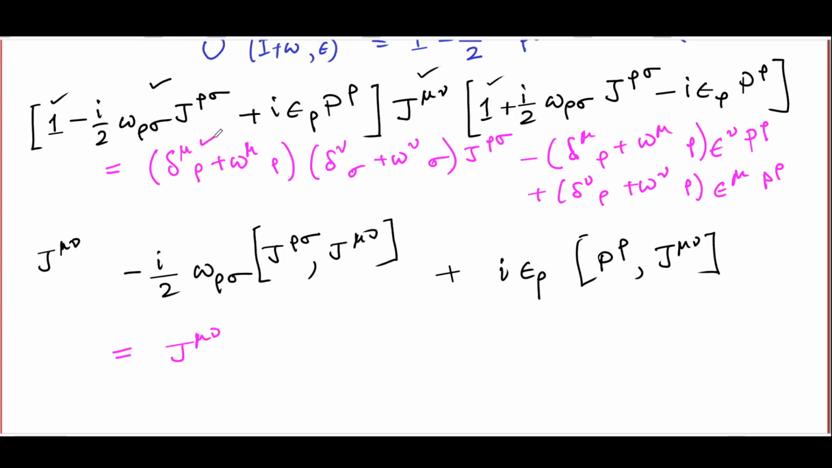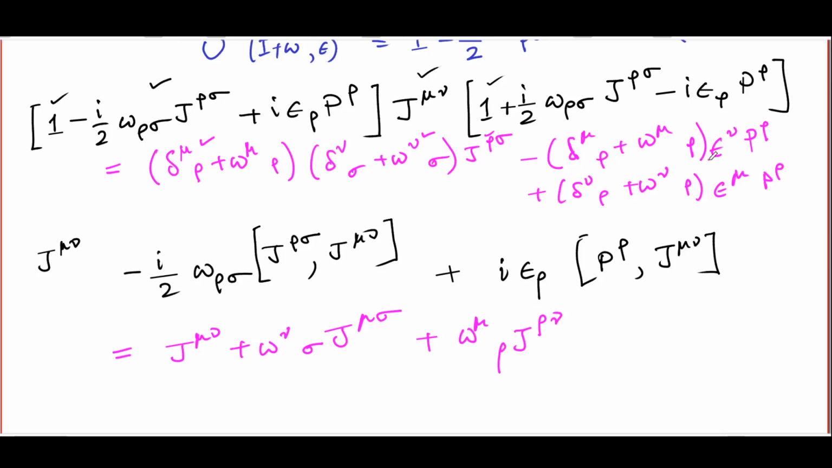Then you can take delta mu rho omega nu sigma with j rho sigma. So the delta symbol essentially makes this j mu sigma. So you are left with omega nu sigma j mu sigma. Similarly, you could take omega mu rho from here, delta nu sigma from here, and j rho sigma, of course, you have to take. So delta nu sigma j rho sigma will make this j rho nu, and that's multiplied by omega mu rho. Now, that is all that you get from here, because the other term, the fourth one, will have two omegas, and you ignore that.